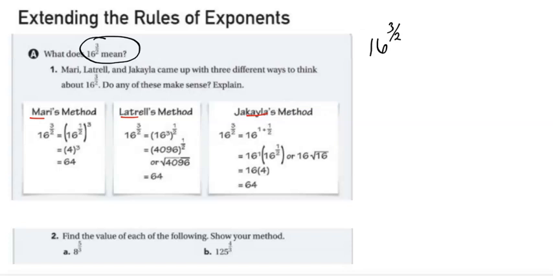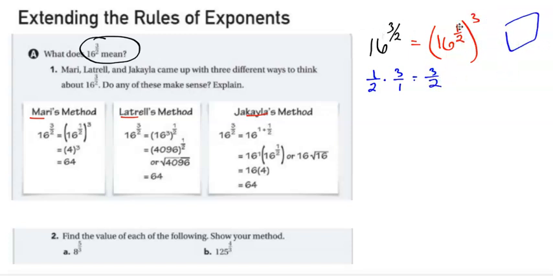Okay, so we got Mary's method here. She said 16 to the 3 halves is equal to, so she wrote 16 to the 1/2 power in parentheses and then to the 3rd. And how is that so? Well, if you recall the rules of exponents, if you have a power to a power, then you would be multiplying 1/2 times 3, or in this case 3 over 1, which is 3 over 2. So what she did was just split it up, which is more than legal.